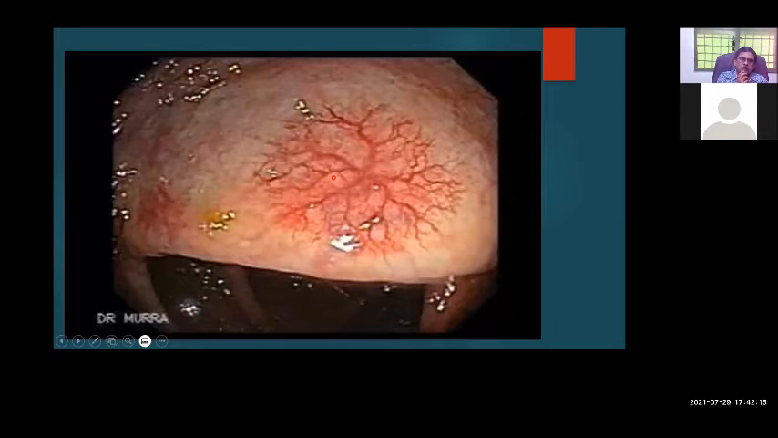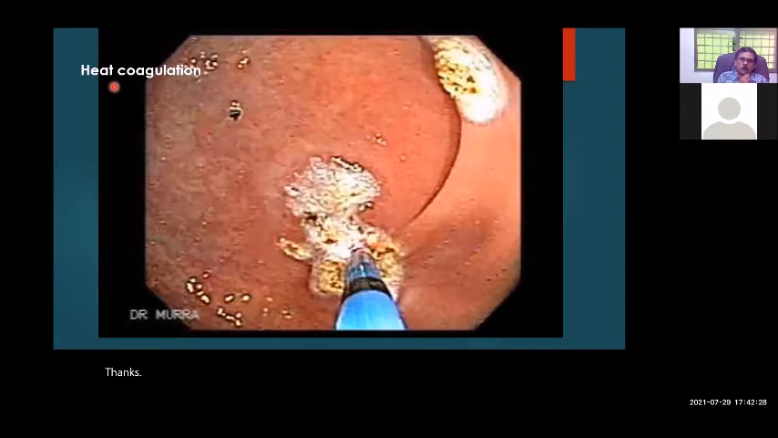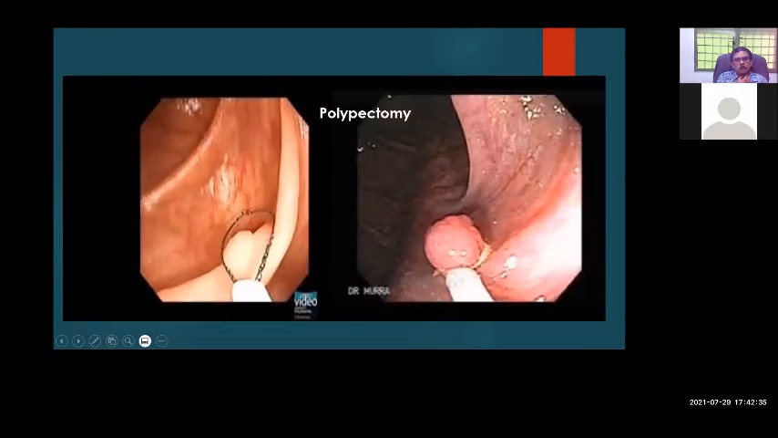And this is angiodysplasia, dilated veins which can be cauterized. The easiest way is to cauterize and stop the bleeding. Heat coagulation or cautery to stop the bleeding. And if it is a bleeding polyp, then colonoscopic polypectomy will be an ideal choice.